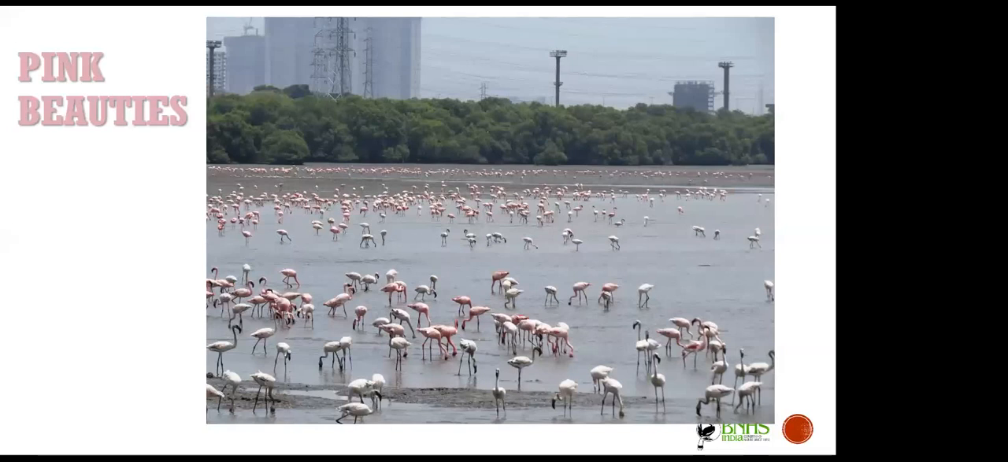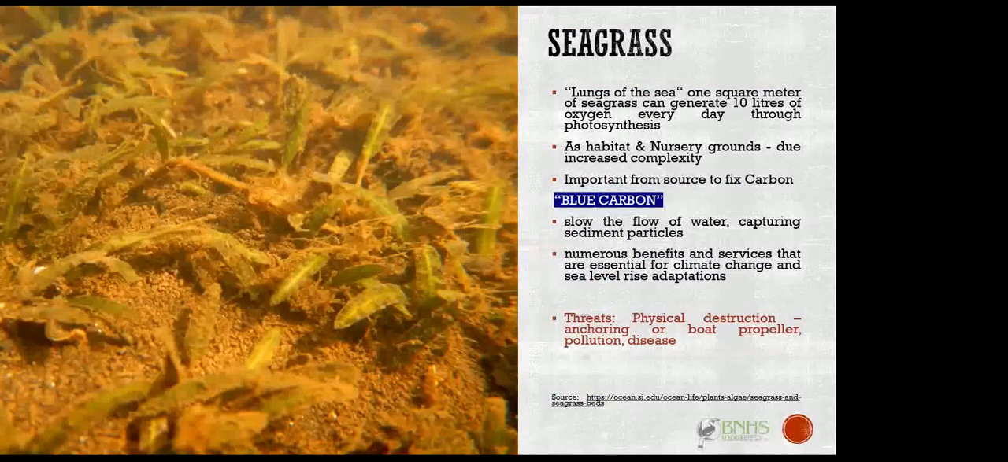Seagrass. Seagrasses are commonly known as the lungs of the sea. These are grass species. Some have long stripes, or some have smaller leaves like this. This is a Halophila species. Why is seagrass important? Because a square centimeter of seagrass can generate liters of oxygen through photosynthesis, and they also have a much higher rate of carbon sequestration. So again they have a role in the blue carbon ecosystem.